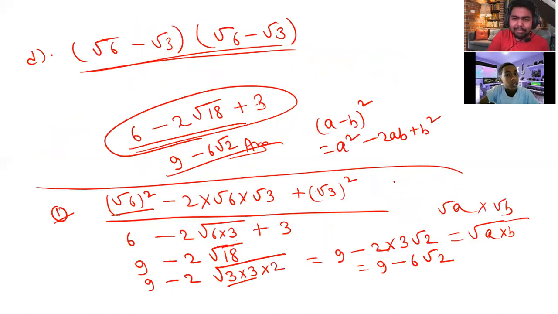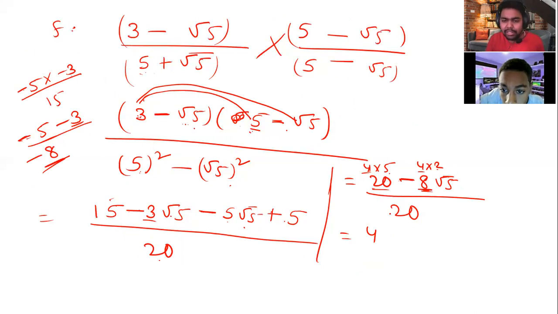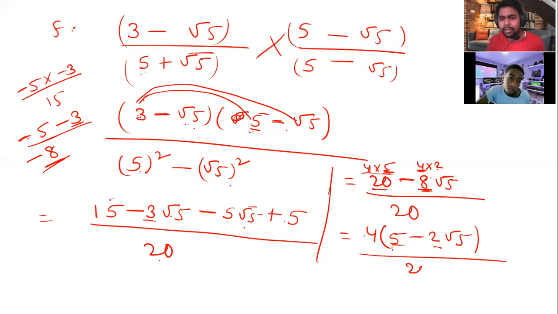So I think you should remember these: four ones are four, four twos are eight, like that, up to 20. Actually, I'm serious, if you remember like that, it would help you. Now I'm taking common 4. When I take common 4 from here, 5 is left here. And when I take common 4 from here, 2 is left, and root 5 is already there.